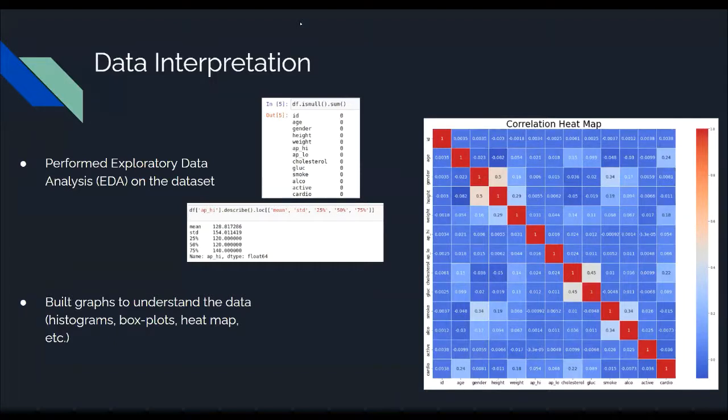I can continue. So for the next step of our process, we performed EDA, which stands for exploratory data analysis, on our data set. So what this means is we built different graphs such as histograms, box plots, heat maps to understand our data. So on the right is a heat map, which shows the correlation between different features. And as the color changes and it gets closer to red or blue, it shows a stronger negative or positive correlation.